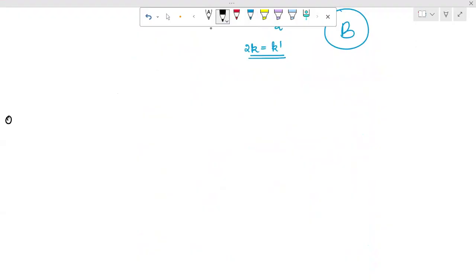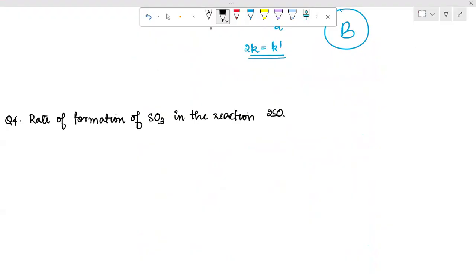Question number 4 of chemical kinetics. Question number 4. All right, so let's write rate of formation of SO3 in the reaction 2SO2 in gaseous state plus O2 in gaseous state gives 2SO3 in gaseous state.